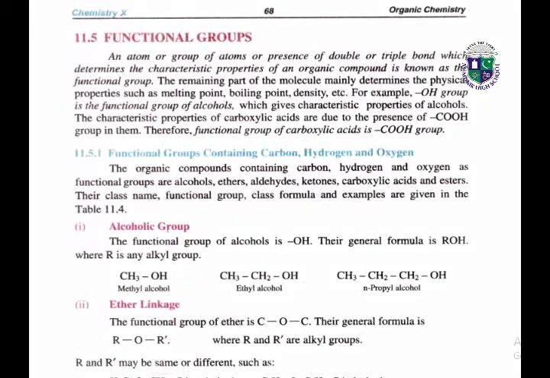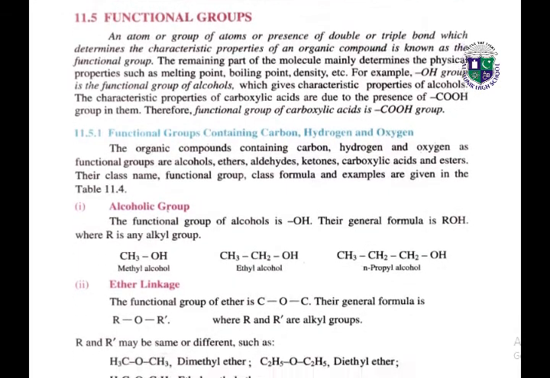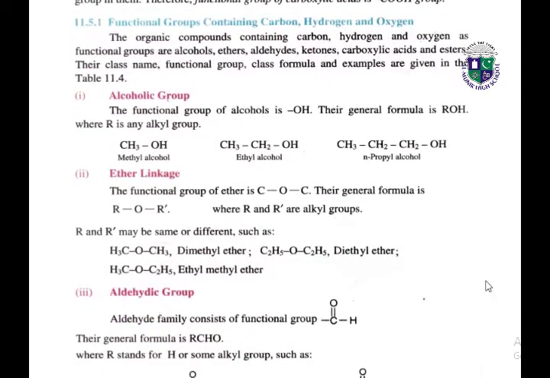Next we have some functional groups containing carbon, hydrogen and oxygen. The organic compounds containing carbon, hydrogen and oxygen as functional groups are alcohols, ethers, aldehydes, ketones, carboxylic acids and esters. Their name, class name, functional group, and class formula, with examples, are given in Table 11.4.